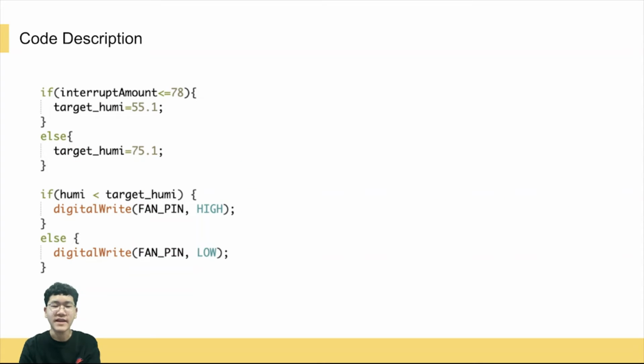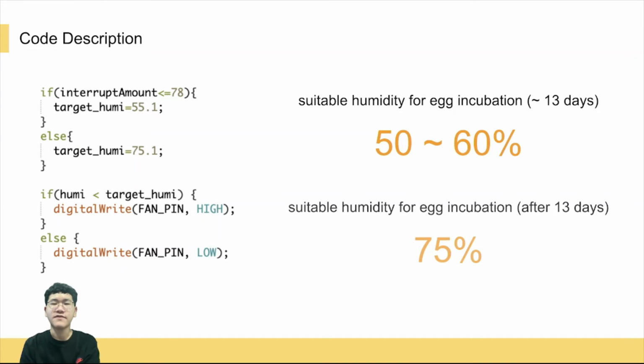This turns on the fan module when the humidity level is lower than 55.1%. Eggs hatch the best for the first 13 days when they're kept at 50 to 60% humidity, and after 13 days, 75% humidity is ideal for hatching eggs. So, when the fan is turned on, the water under the fan evaporates quickly due to the wind from the fan above. This makes it possible to control the humidity in the incubator.